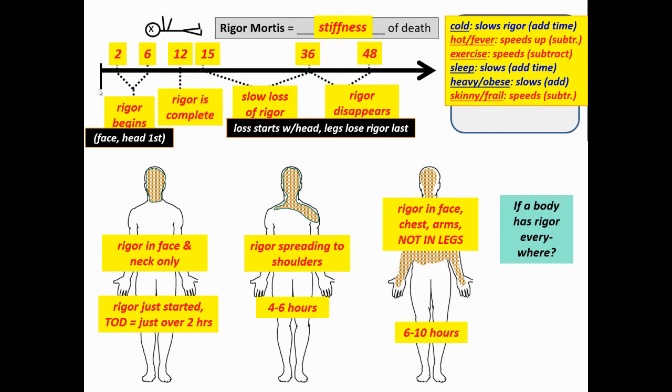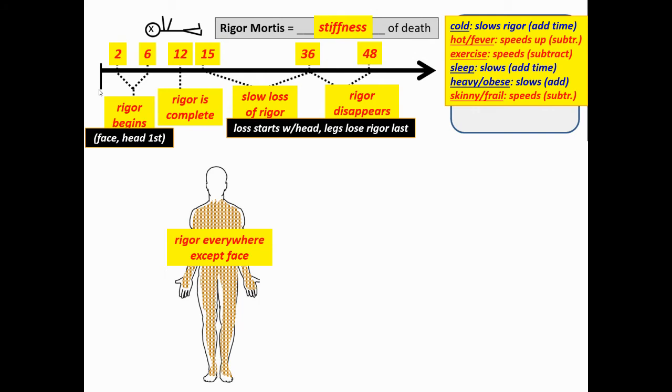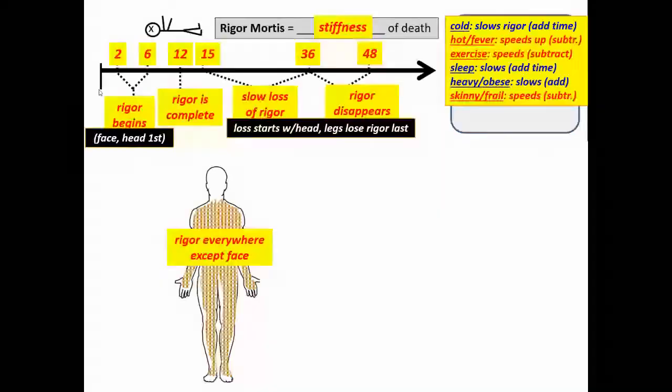What if a body has rigor everywhere? Well, you're probably between the 12 and 15-hour mark because rigor has reached the entire body, all the muscles, and it has not yet started to fade from the face and head. Okay. All right, what if we have a body that has rigor everywhere except the face? Okay, so rigor has become complete and it has started to fade from the face and head.